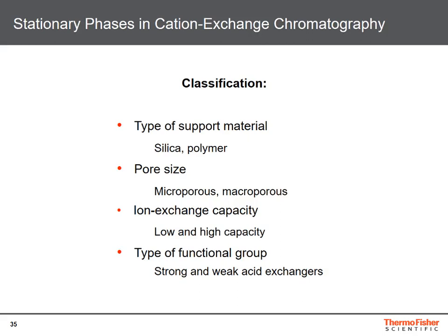We still see the use of strong and weak acid cation exchangers. Strong acid cation exchangers with sulfonate functional groups are typically used when we want to have a very high resolution between monovalent cations only, whereas weak acid cation exchangers based on carboxyl or phosphonate groups are typically used whenever we want a simultaneous analysis of mono and divalent cations.